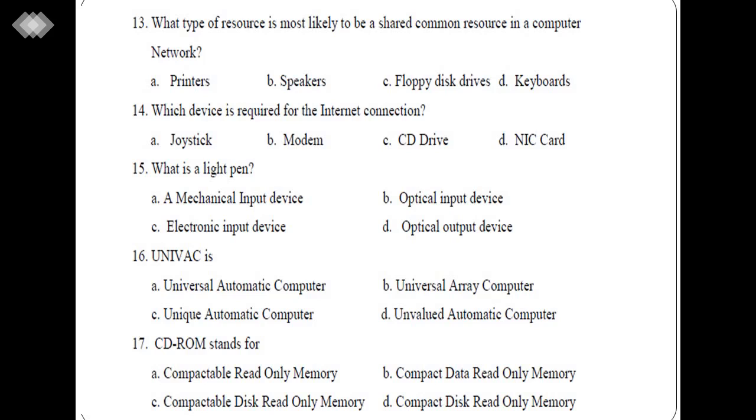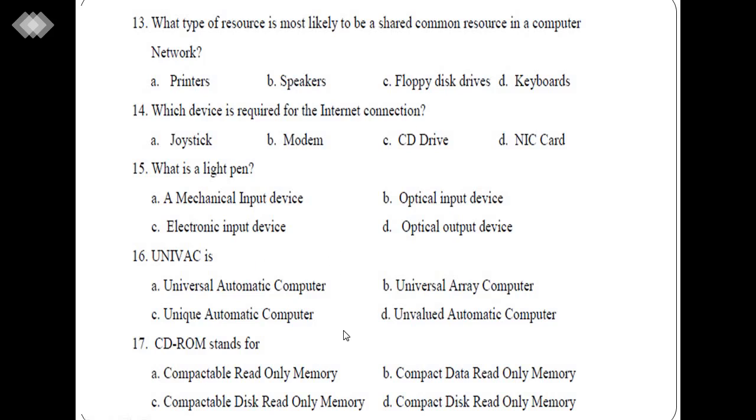Now the 15th question is, what is light pen? Options are a mechanical input device, an optical input device, an optical output device and an electronic input device. Next question is, UNIVAC is Universal Automatic Computer, Universal Array Computer, Unique Automatic Computer, and the last is Unvalued Automatic Computer. So we will select the full form of UNIVAC.